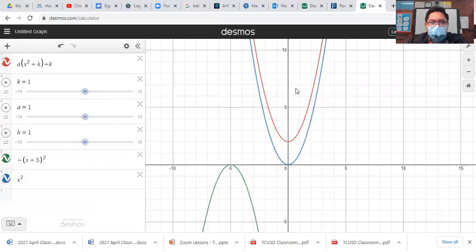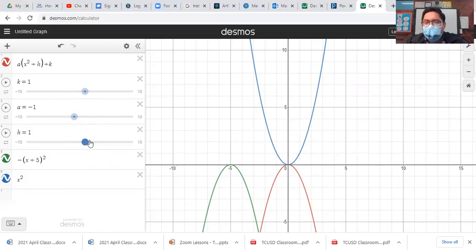As I change this one, watch what happens when I change it. It's getting wider, wider, wider, and then as soon as I cross it into the negative, it's going to go downwards now. And when I turn it into -1, it's going to match this here. So it's been reflected. Now, as I move H, remember, that's the one that moves the sideways ones.